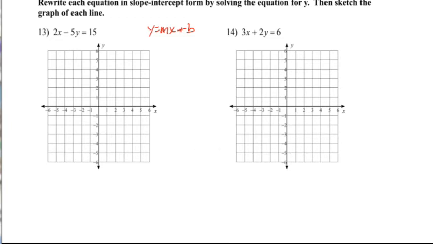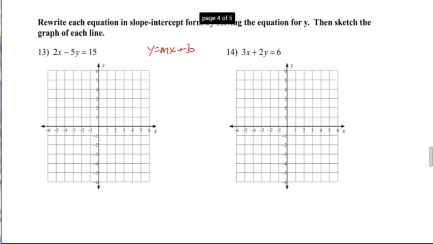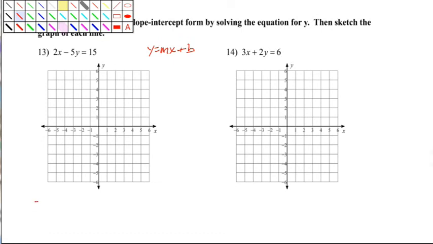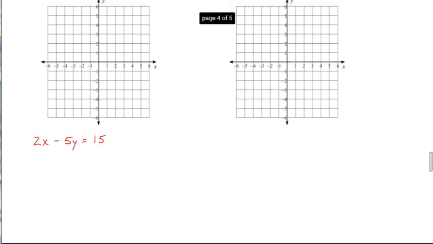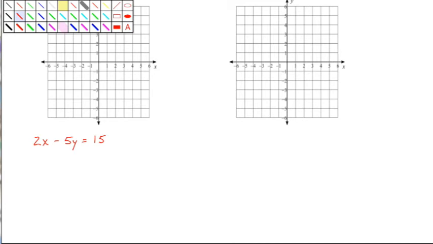So let me rewrite this equation down here a little bit. So we have 2x minus 5y is equal to 15. All we're doing is solving for y. So I'm going to work with this down here, and if we're going to solve for y, we need to get y by itself. So what we're going to do is move things around, and the first thing I'm going to do is move my x's to the other side of the equation.